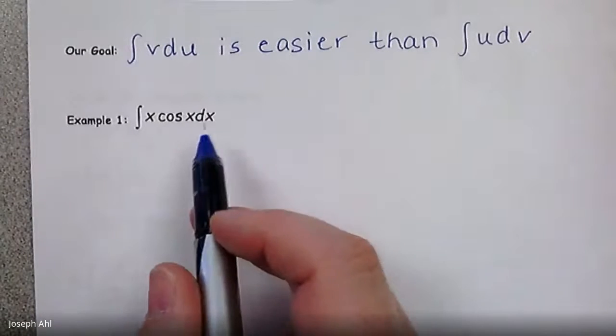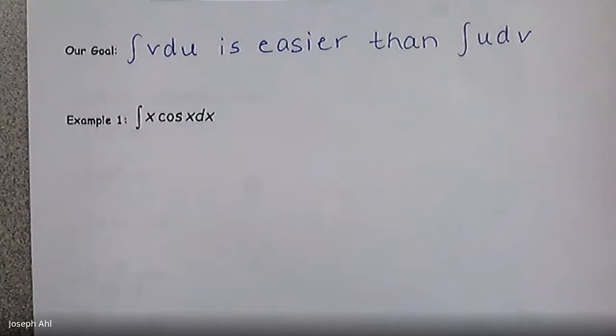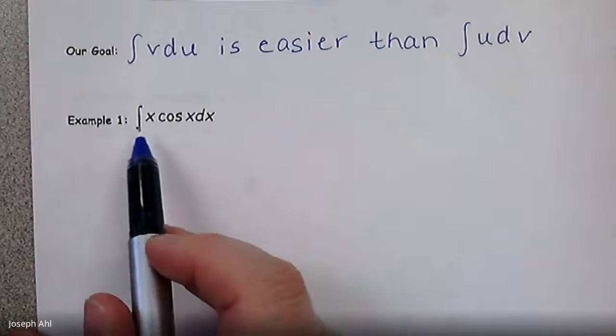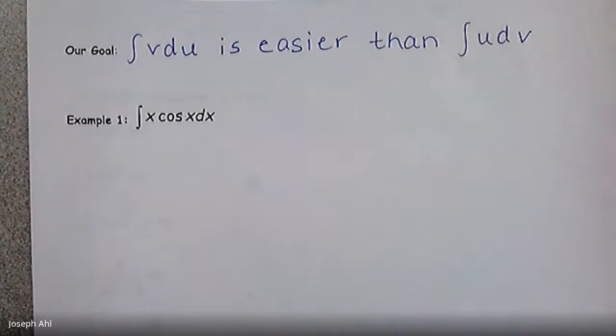We have the integral of x cos x dx. So if we think about u substitution, what would I call u? I mean, I can't call u cosine of x. I can't call u x. The du would not necessarily line up nicely such that we can use u substitution as is.